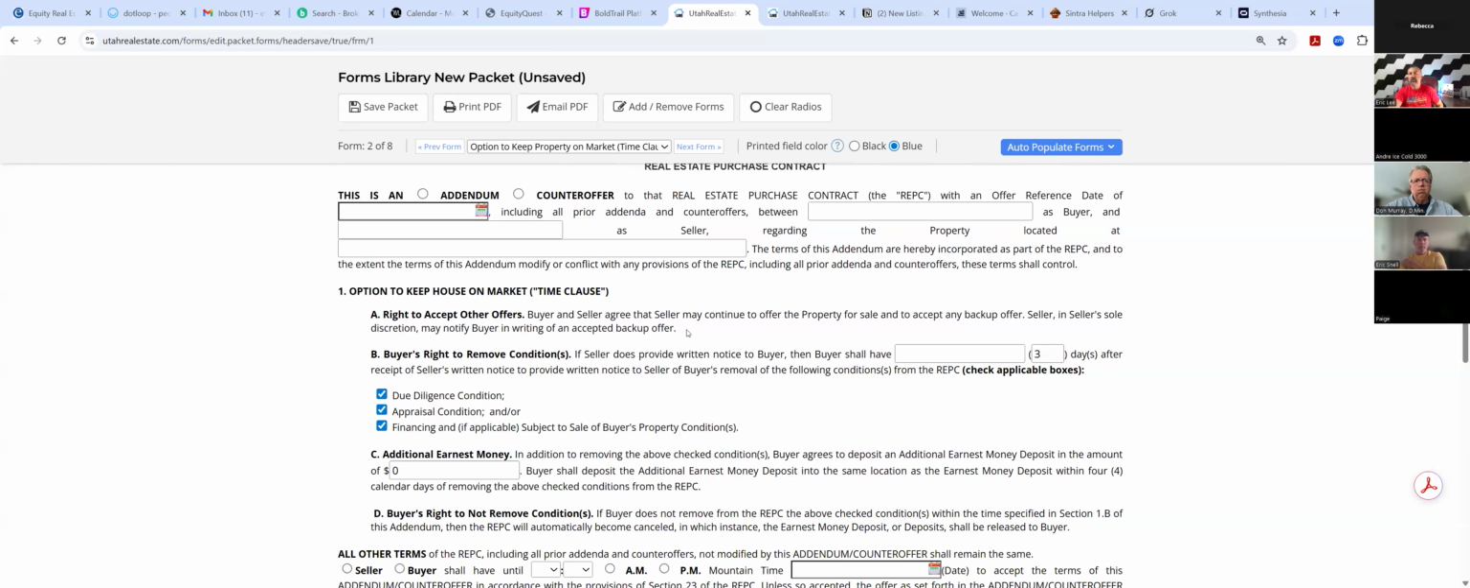So notice this language right here in 1A. We're notifying the buyer in writing of an accepted backup offer. So that implies that we did put that buyer in backup position, right? So we have accepted them. They are in backup position. Now we notify buyer number one. We've got a backup offer. They're under contract. Well, not under contract, but we've accepted them in backup position.